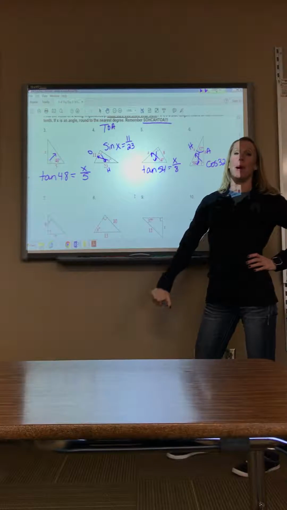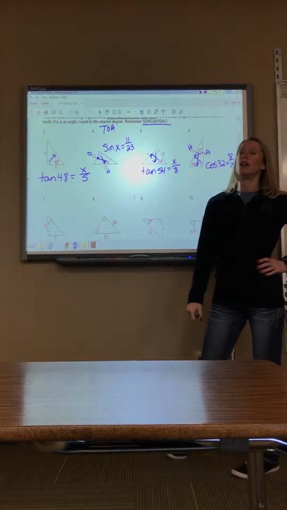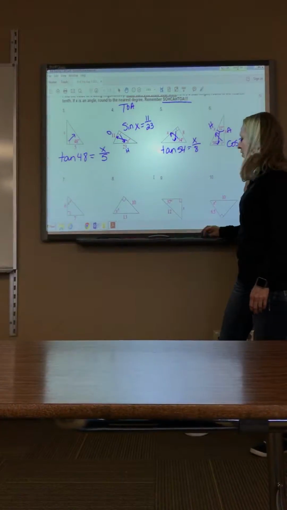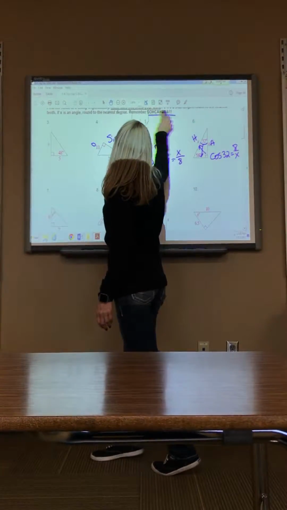This time X is on bottom. So do you remember what to do? You better have said divide. So 8 divided by cosine 32. So that's how you're going to do those.